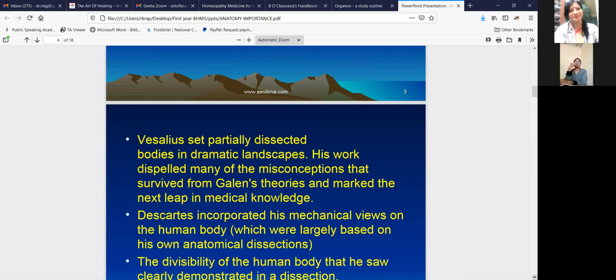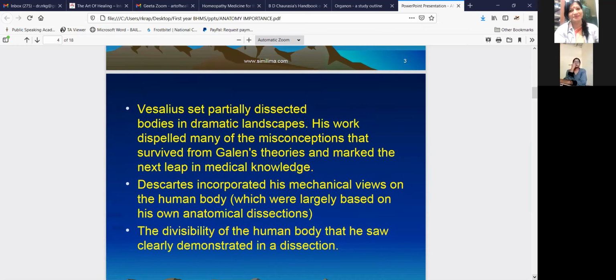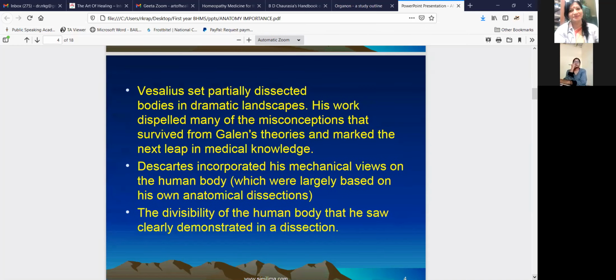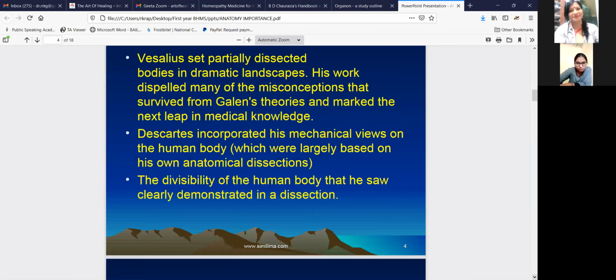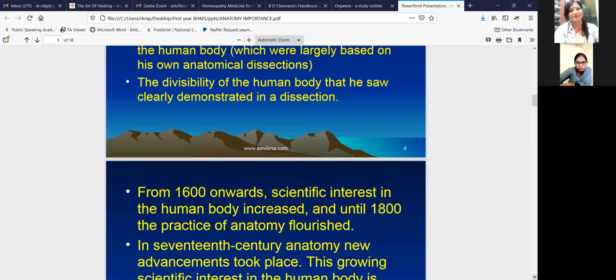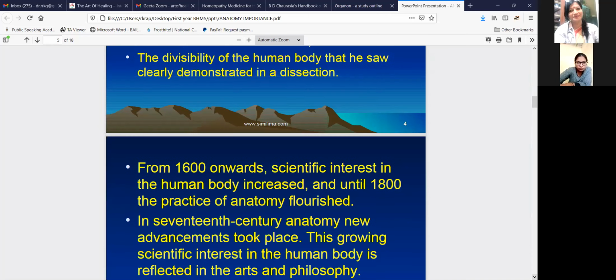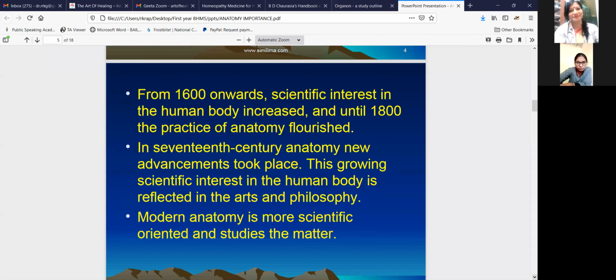Then Descartes was another human anatomist who also incorporated his mechanical views on the human body, which were also based on his own anatomical dissections. So he also did human dissections, and then he also put up many of his ideas. So that was about Descartes and Vesalius. Vesalius is called the father of anatomy.